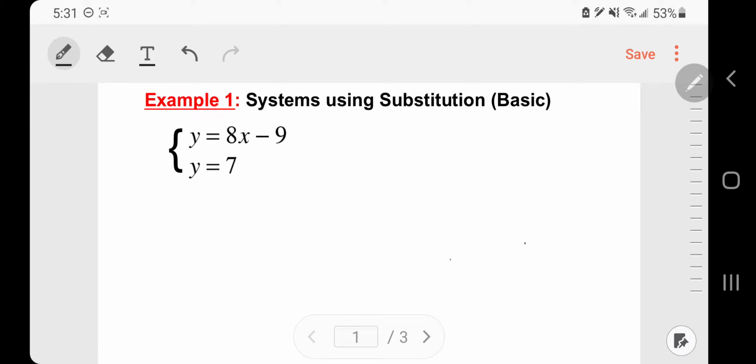Hey everyone. In today's lesson, we're going to take a look at some basic examples of solving systems of equations using the substitution method. Now, for the substitution method, there's a couple of steps here because these are some of the basic examples. Some of them are already done for you. The first thing you need to do is make sure that you have at least one variable by itself.